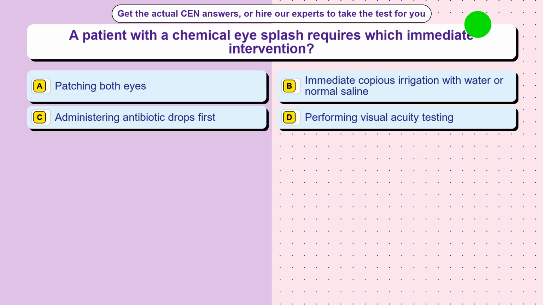Question 27. A patient with a chemical eye splash requires which immediate intervention? Option A, patching both eyes. Option B, immediate copious irrigation with water or normal saline. Option C, administering antibiotic drops first. Option D, performing visual acuity testing.